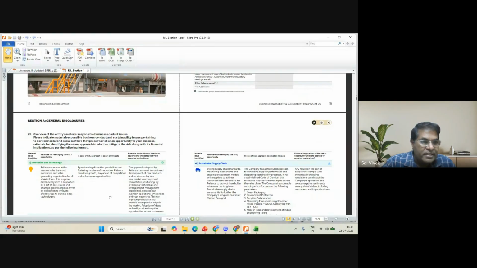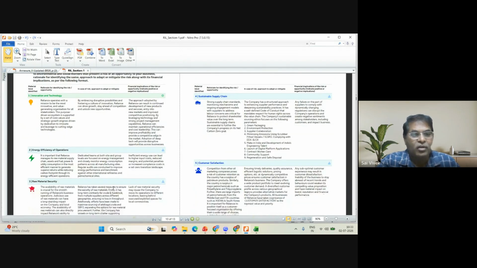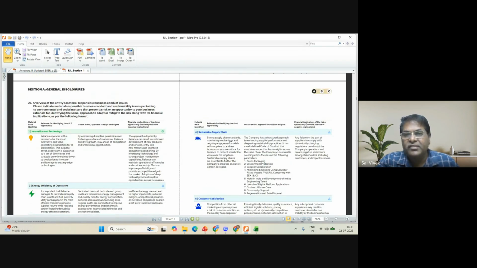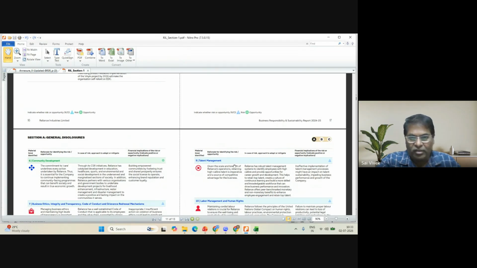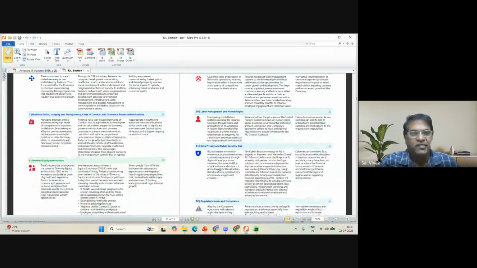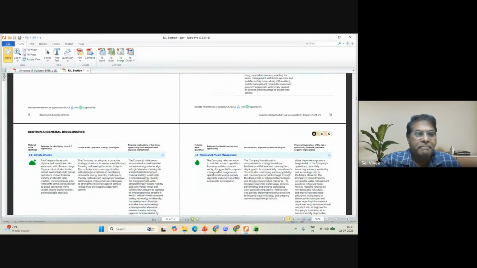Coming to this serial number 26, which is materiality. Materiality is something which matters. So here we see that there are risks as well as opportunities. So innovation and technology, it is seen as an opportunity here. Without innovation, no company would prosper and grow. So innovation and technology is an integral part of Reliance India Limited. Energy efficiency, operations, raw material, security, sustainable supply chain, customer satisfaction, community development, business ethics, talent management, labor management, data privacy, diversity, equality and inclusion, regulatory issues and compliance, climate change.